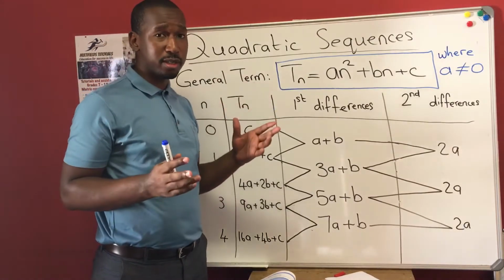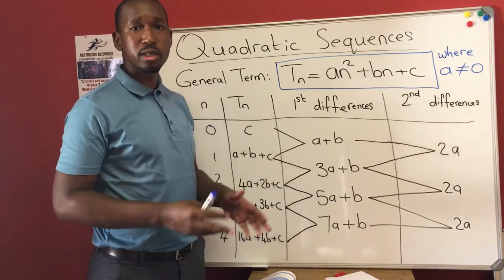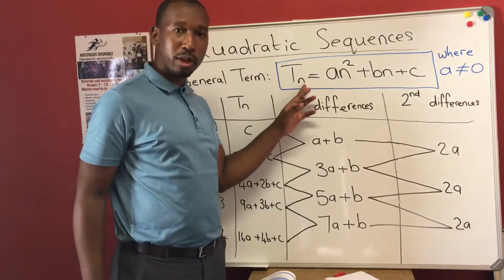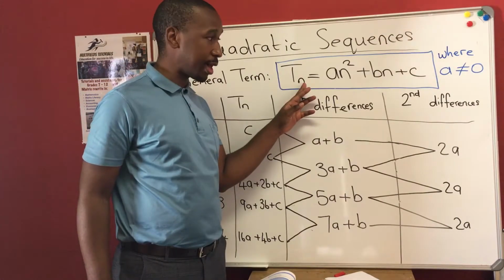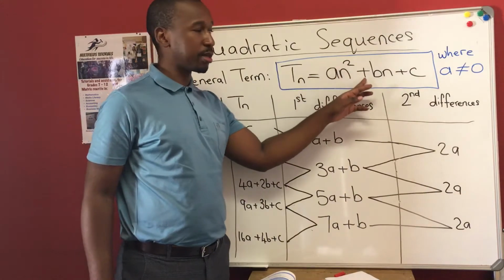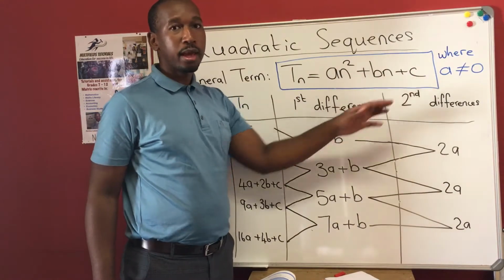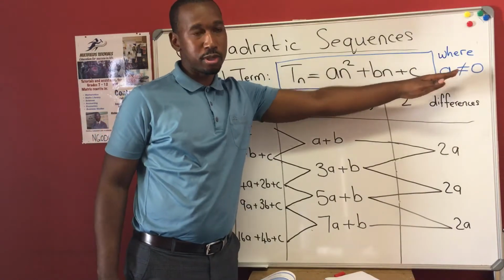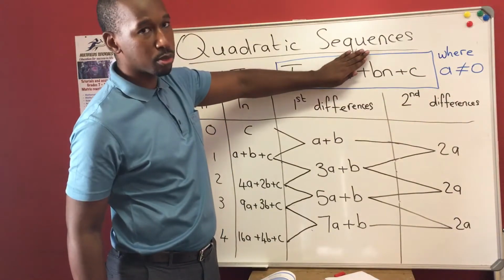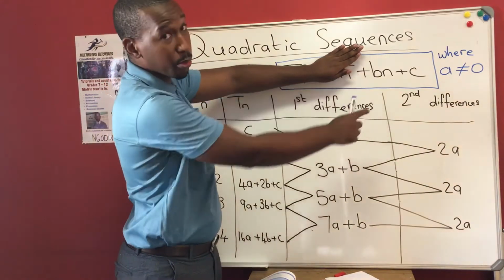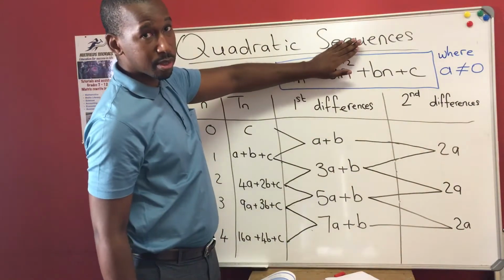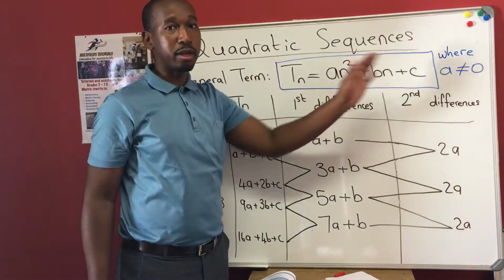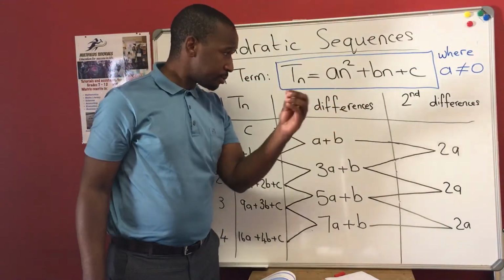It's actually a familiar term because we've seen it in quadratic equations and quadratic functions. So the term Tn can always be represented for quadratic functions as an squared plus bn plus c. Then it must be the condition that a cannot be equal to 0, because if a is 0, this whole term goes away, and we will have something linear because the highest exponent would be 1. So therefore a cannot be 0 in all quadratic sequences.